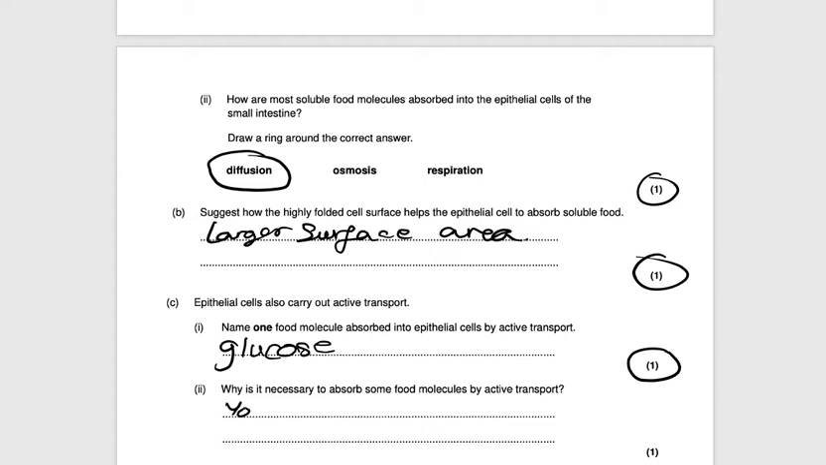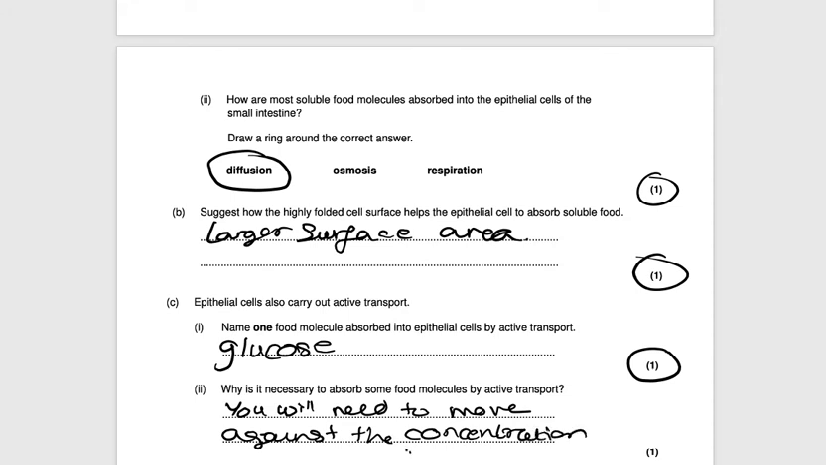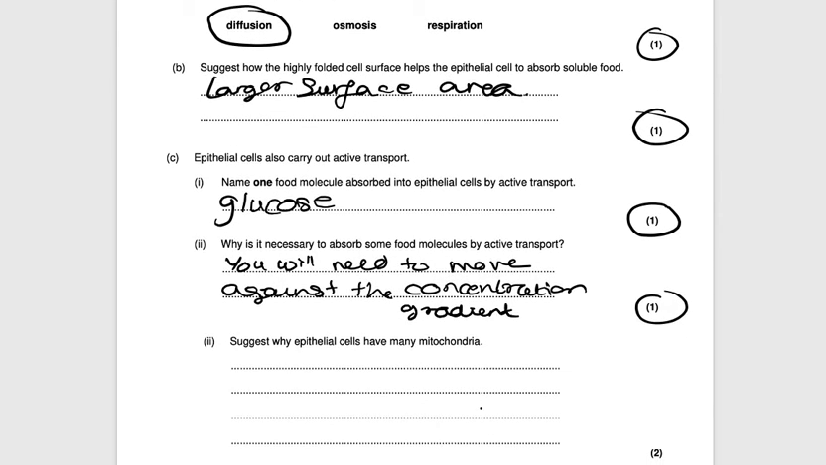So you will need to move against the concentration gradient. Okay, worth 1 mark. You could have also said you need to go from an area of lower concentration to an area of higher concentration, and you can't do that through diffusion and osmosis, which are other transport techniques the body uses. Next question over here suggests why epithelial cells have many mitochondria.